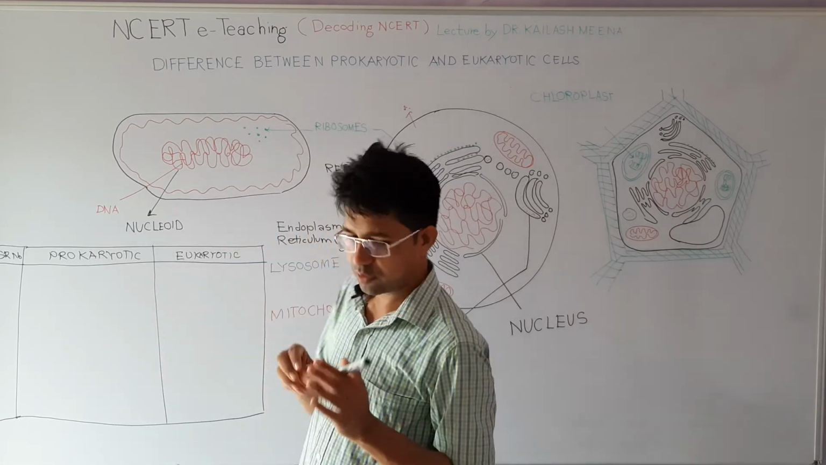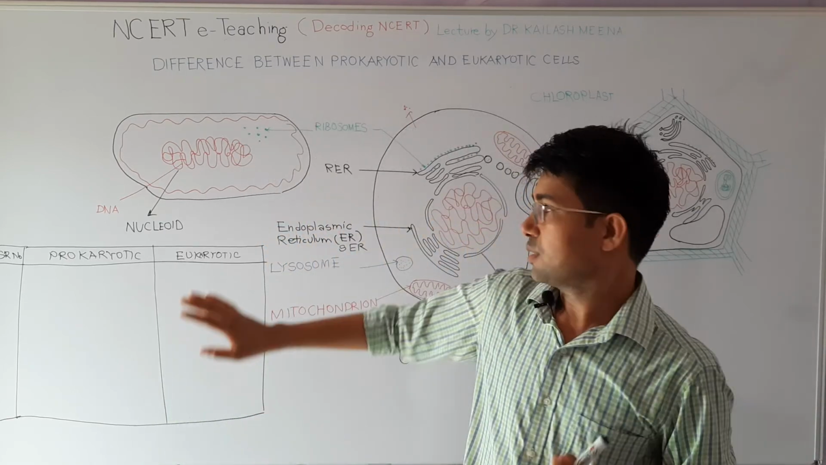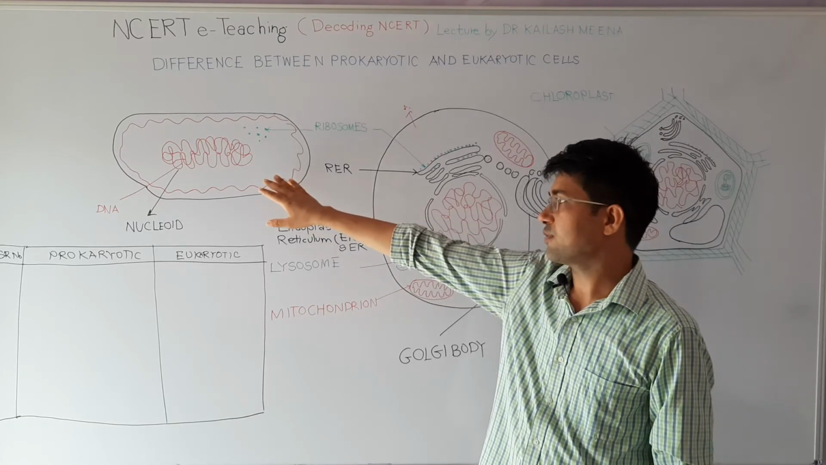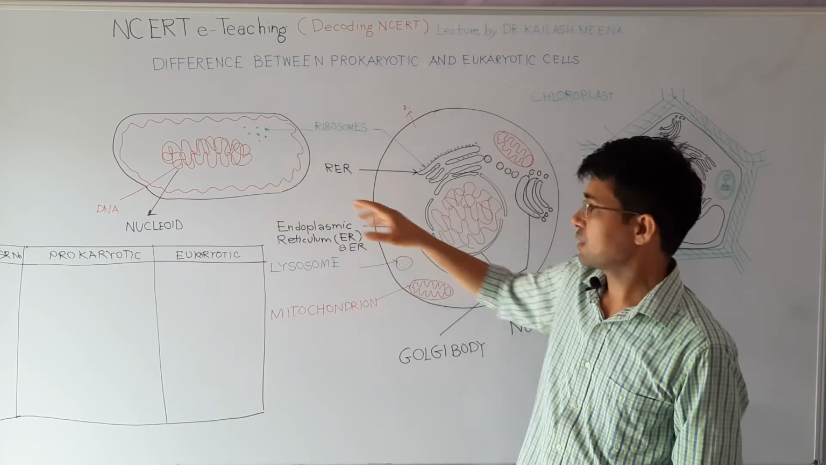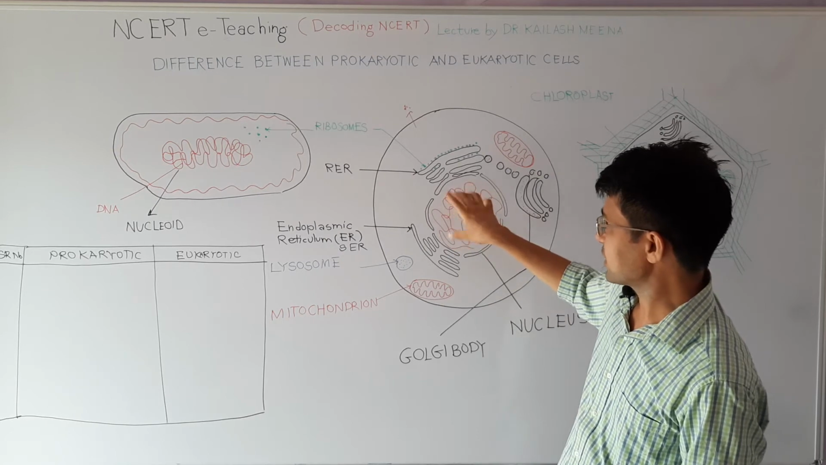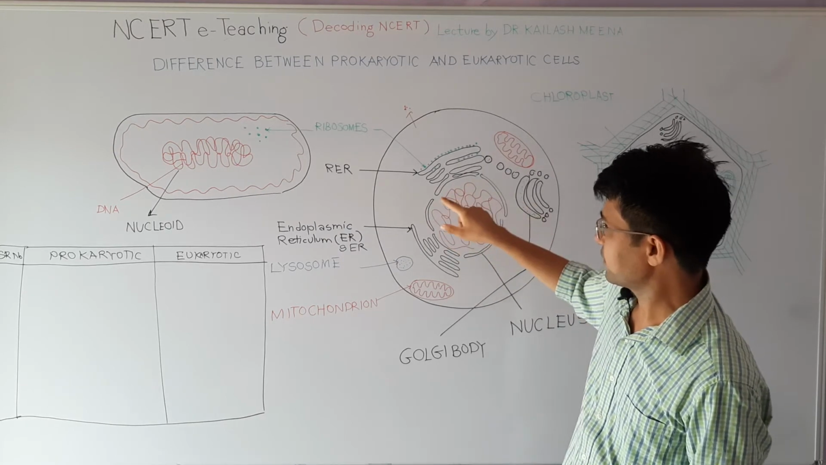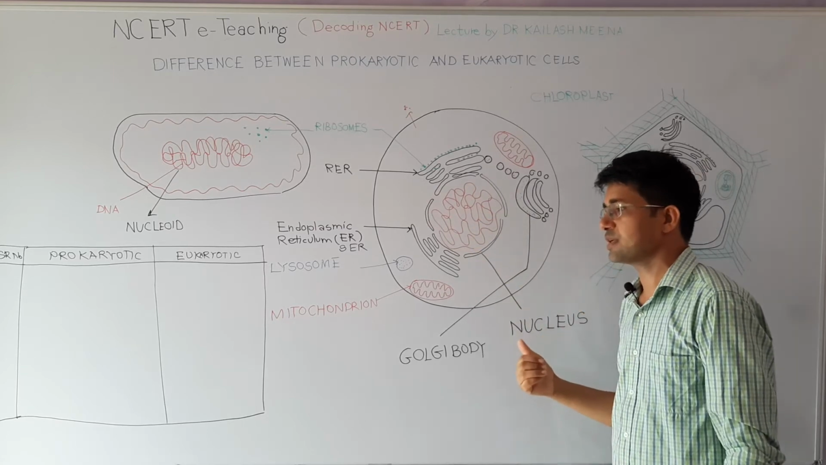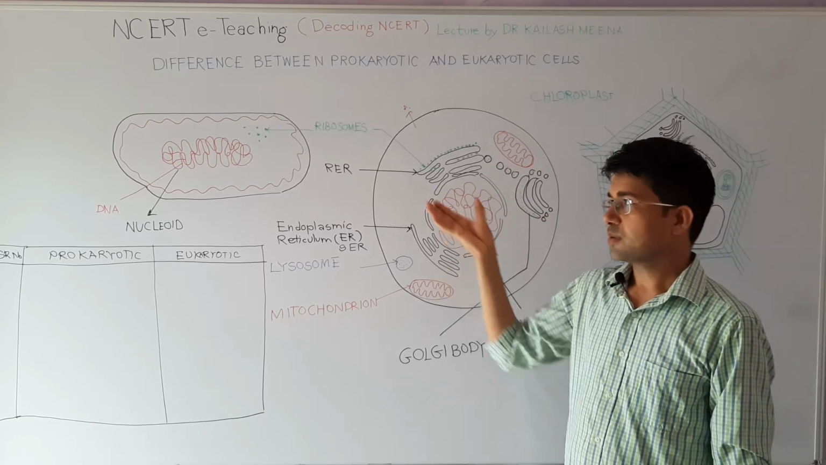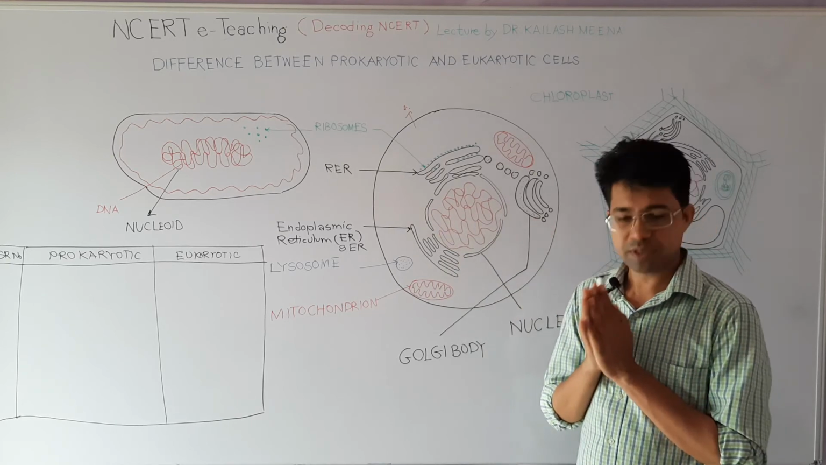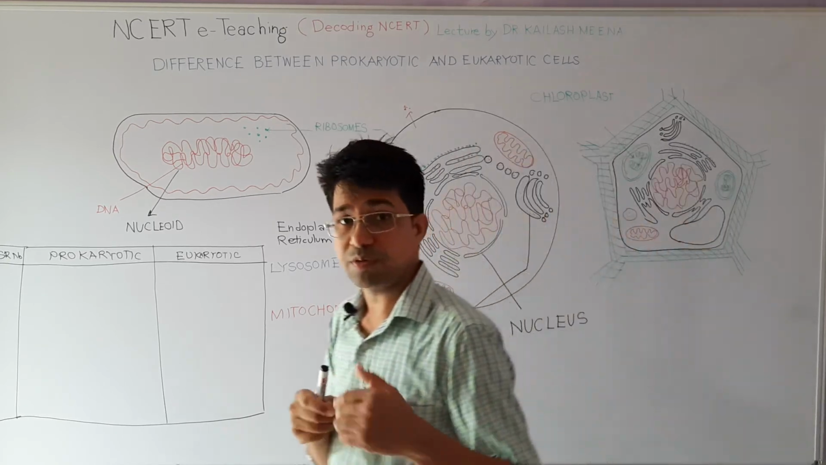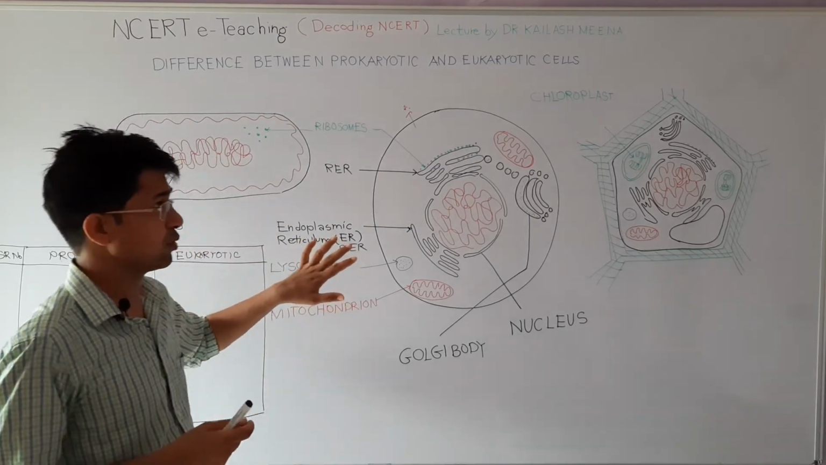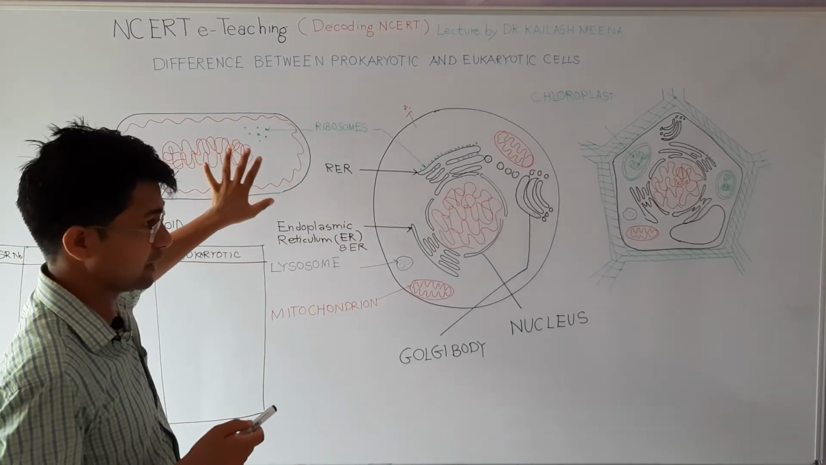See what difference you are noticing. The first difference is the major difference. Prokaryotic cells don't have a true nucleus. What do you mean by true nucleus? The information content of the cell with the nuclear membrane. So this structure with the nuclear membrane is called a nucleus. So we can simply say eukaryotic cells have a nucleus, prokaryotic cells don't have any nucleus. Or we can say prokaryotic cells don't have a nuclear membrane. That will be more true or more accurate because they do have DNA.